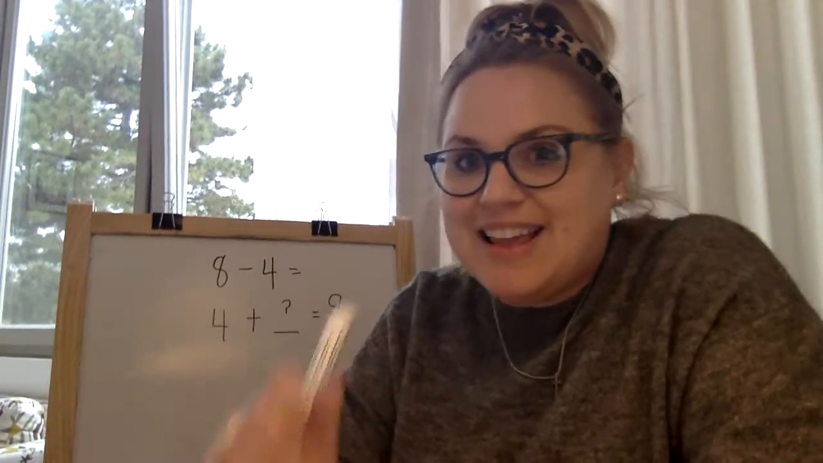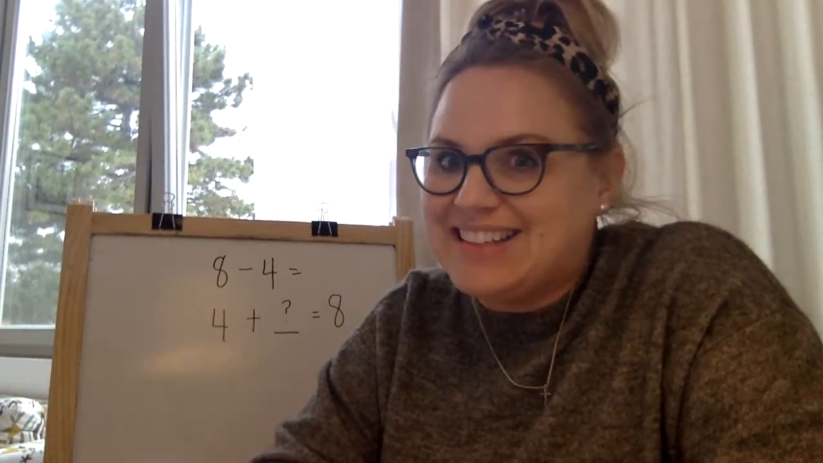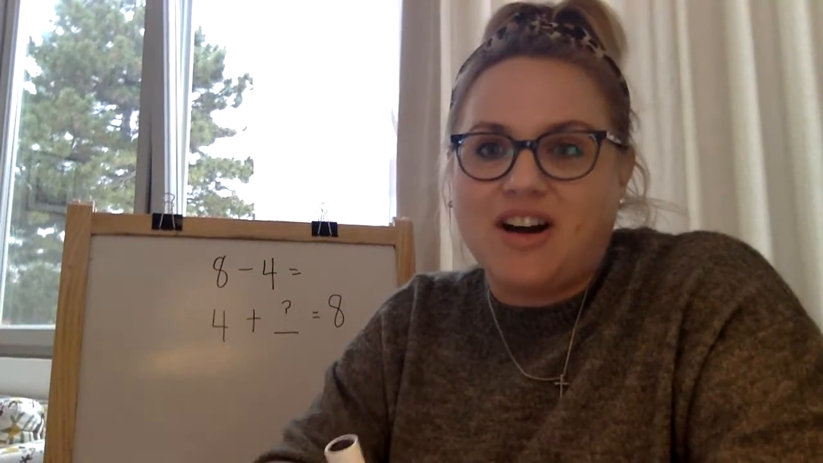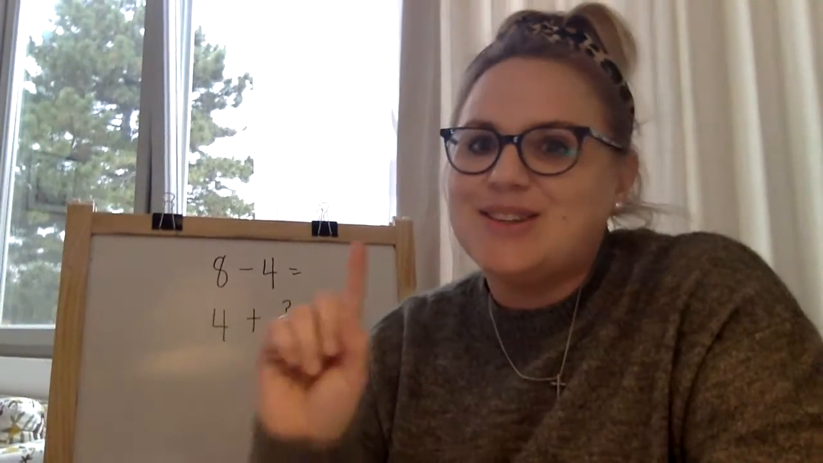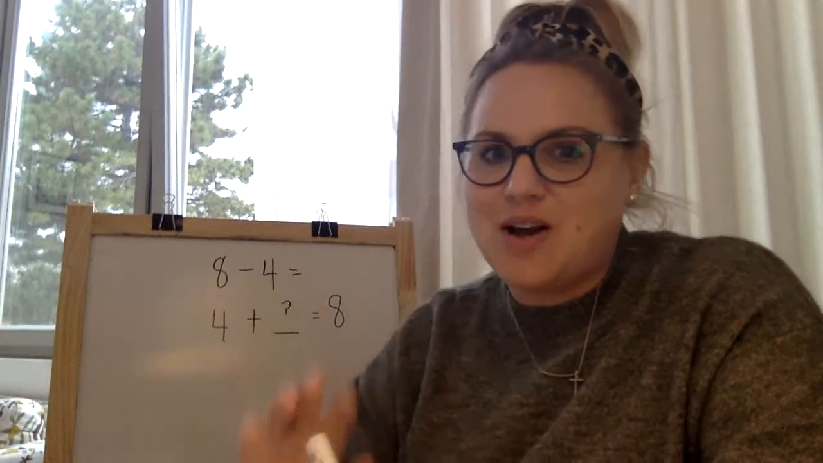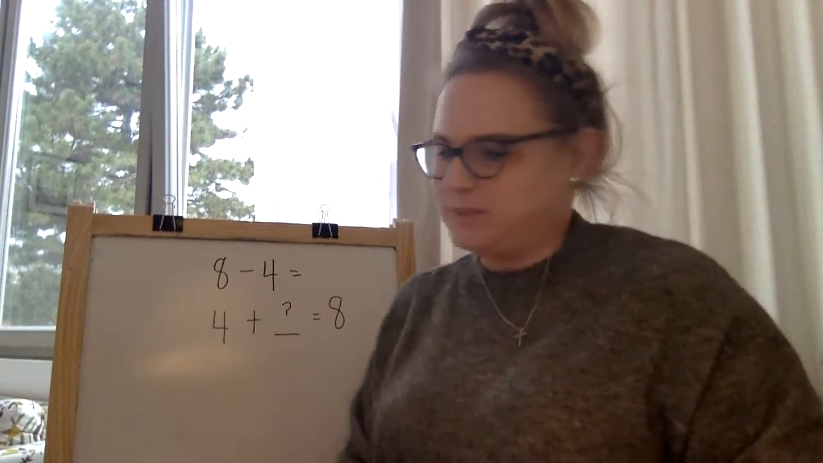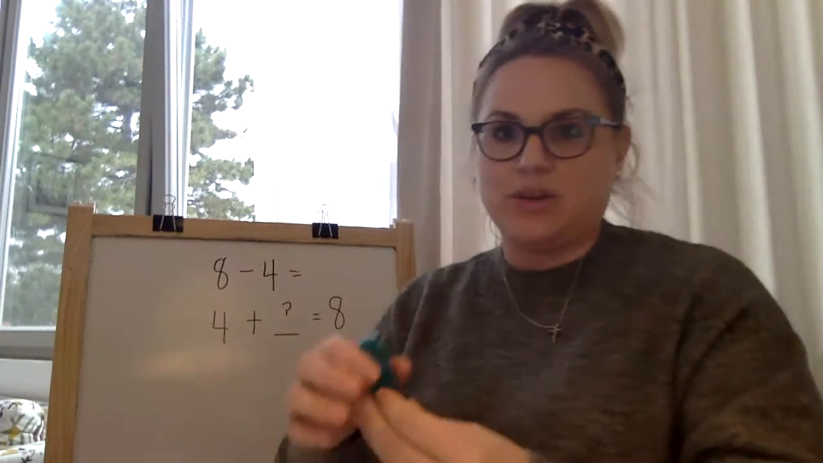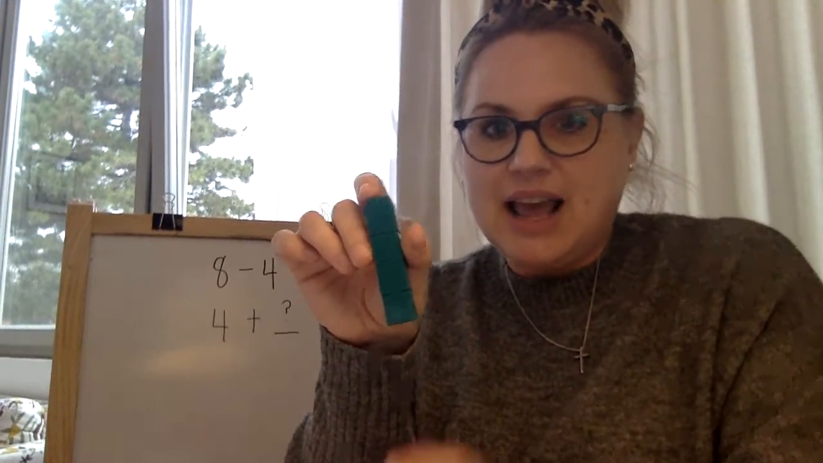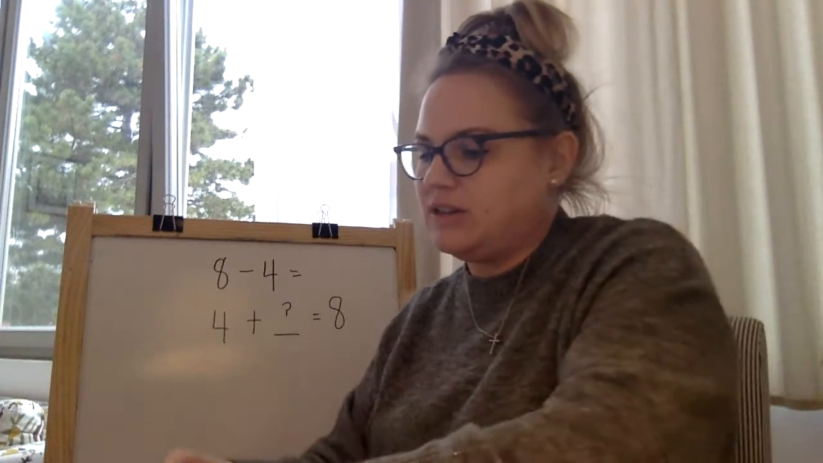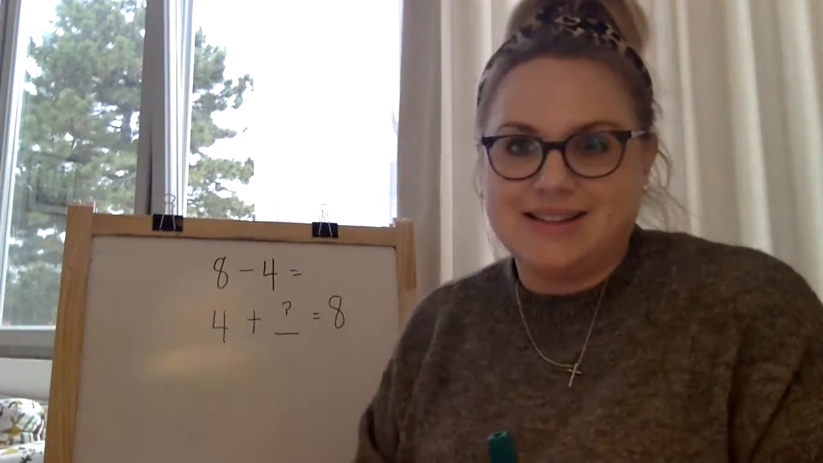Now, some of you may be thinking, hey, that's a doubles fact. If you did, I'm really proud of you because we've been working really hard at learning our doubles facts. So hopefully that helped you already know what this answer is. But let's work it out just the same. Okay, this time I'm going to start with 4 green. And then I'm going to keep adding on yellow counters until I get to 8.